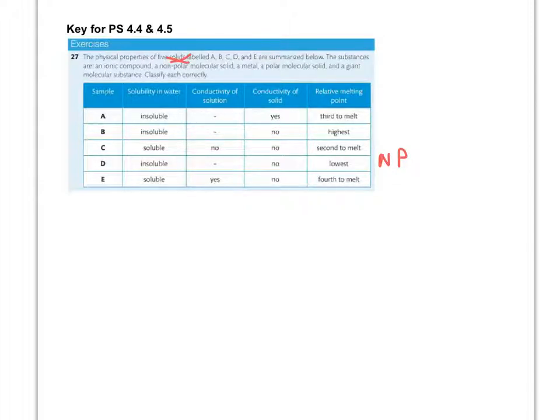My ionic is going to be soluble in water, and it's going to make it conductive in water, but it's not going to be conductive in solid. So E, I'm going to come up with as being my ionic compound.